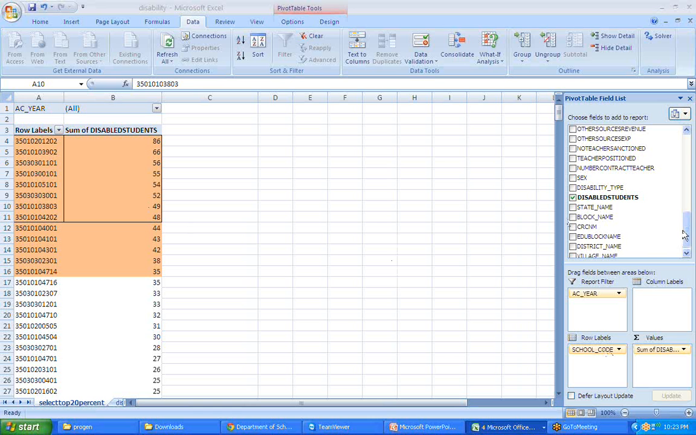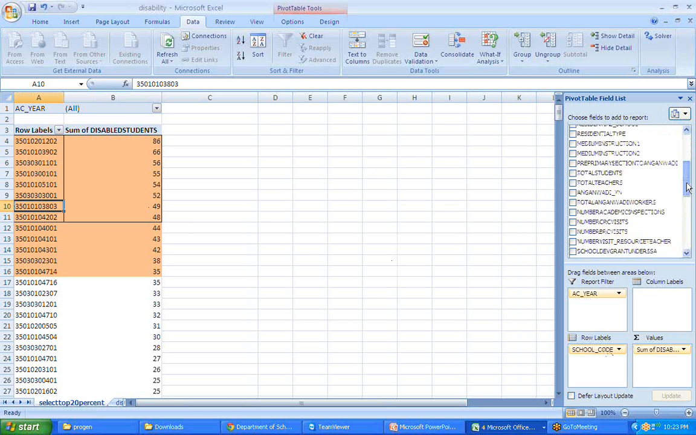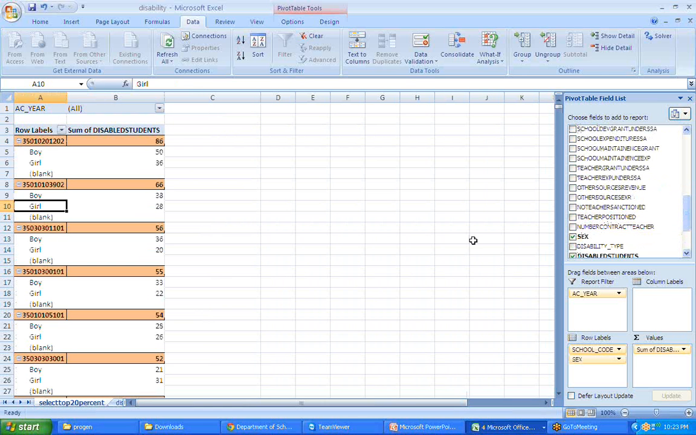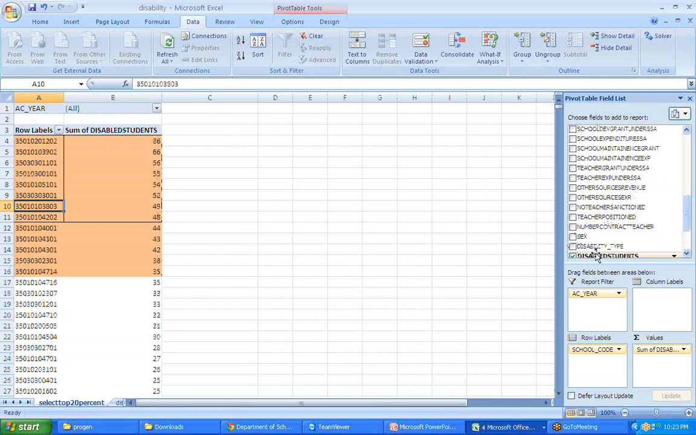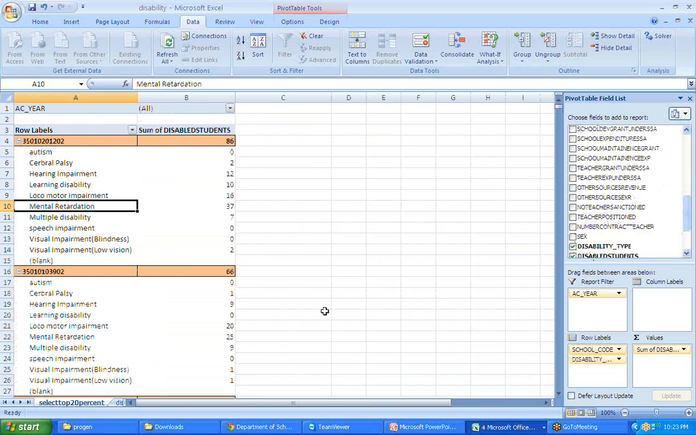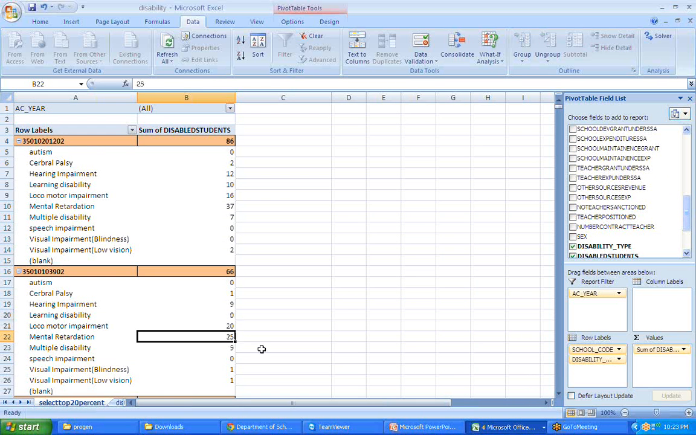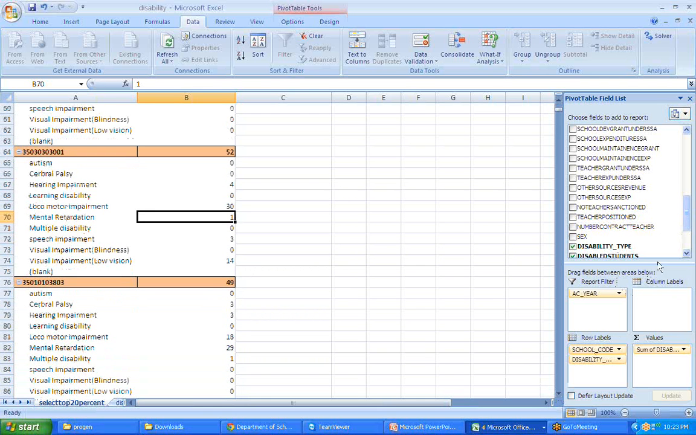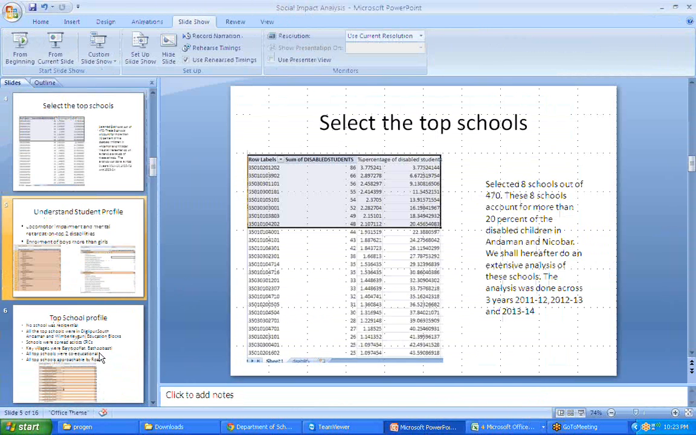Next, we started slicing and dicing by various parameters. Let's assume we pick up the ones which are critical. For sex, we found that the boys were more than the girls across all the schools. In terms of disability type, we found that locomotor impairment was significantly more, and locomotor impairment and mental retardation were the key disabilities across most of the schools. For other parameters, it was not very significant. So I'll just go through it.